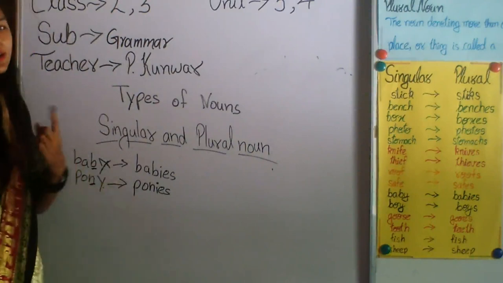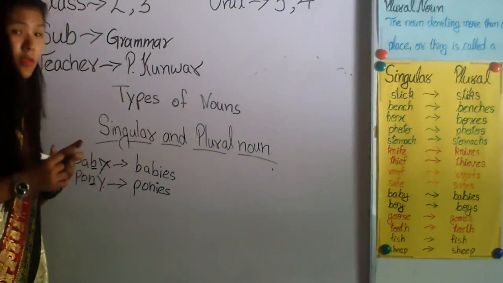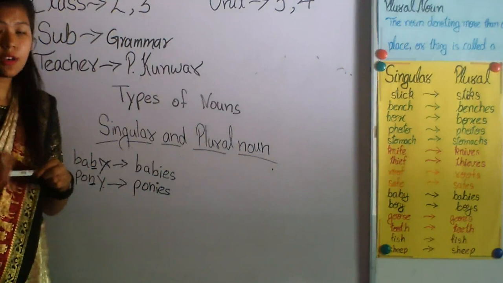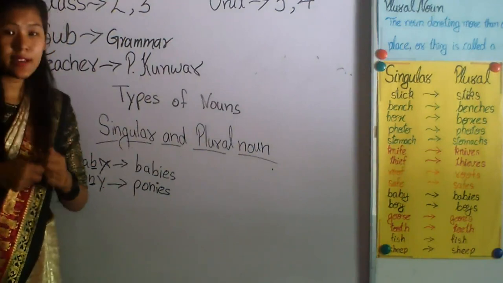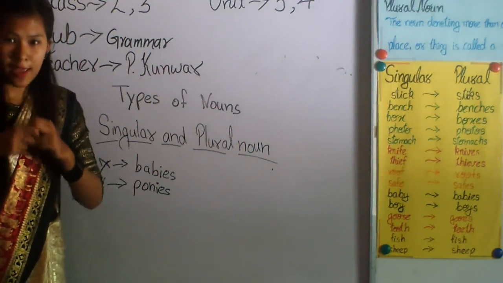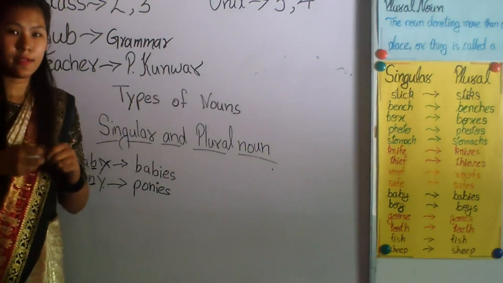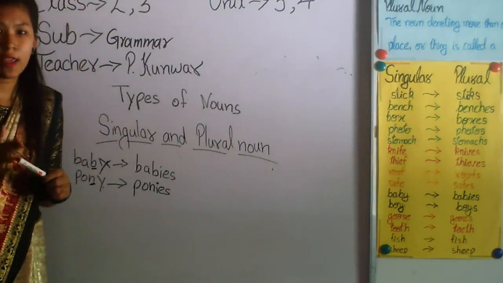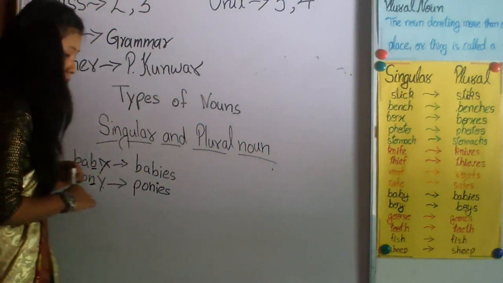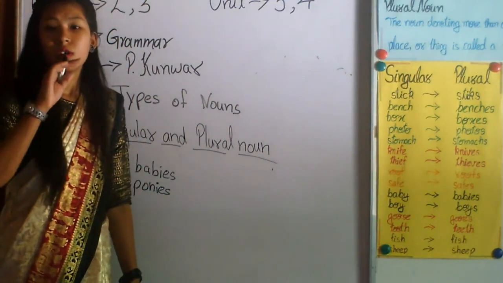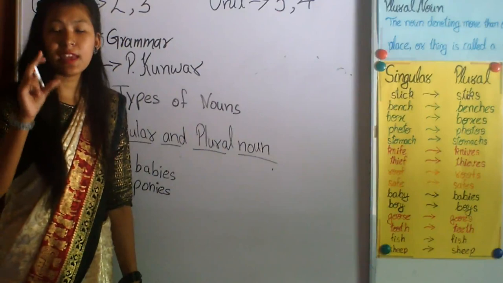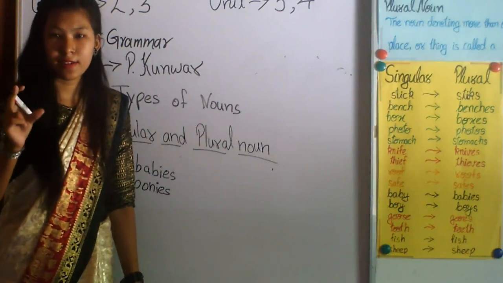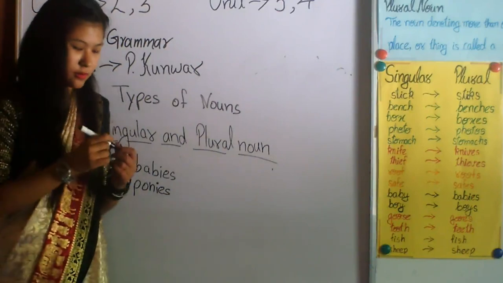Understood? In the same way, if the singular noun ends with y and there is a vowel before y, then we have to add simply s at the end of the singular noun.